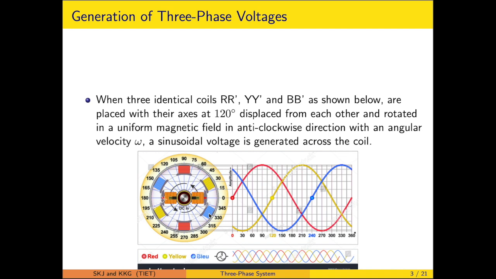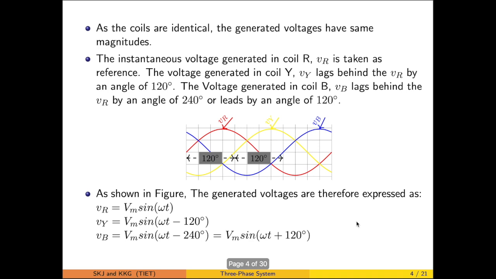So from this point onward, when they are 120 degree displaced and rotated in the uniform magnetic field, the generated voltage will also be 120 degree displaced likewise. That is how the three voltages come out. This has already been highlighted, it is because of the identical windings, so the generated voltages will also have the same magnitude.